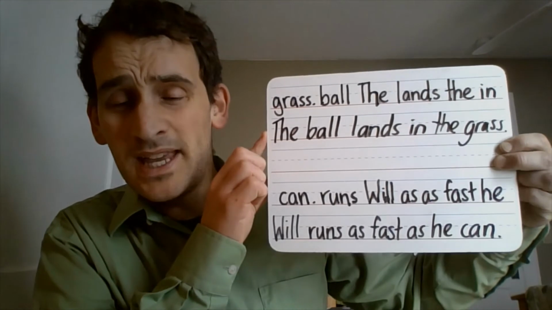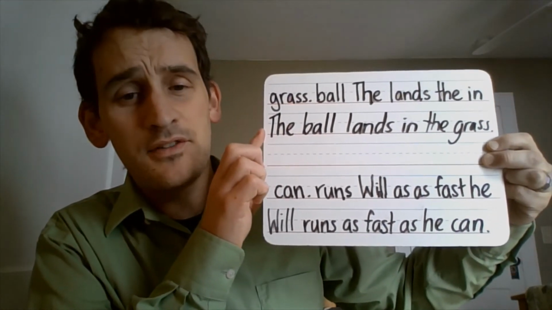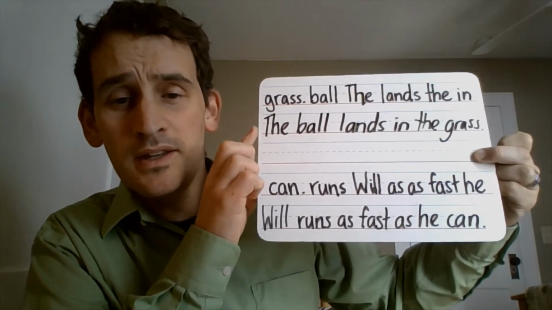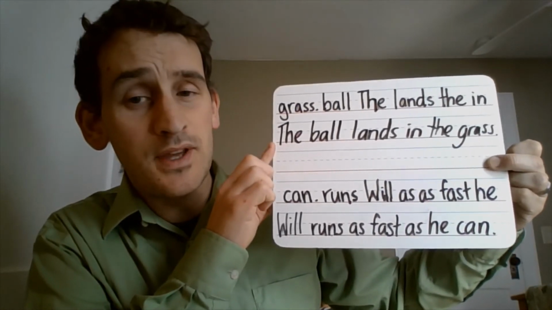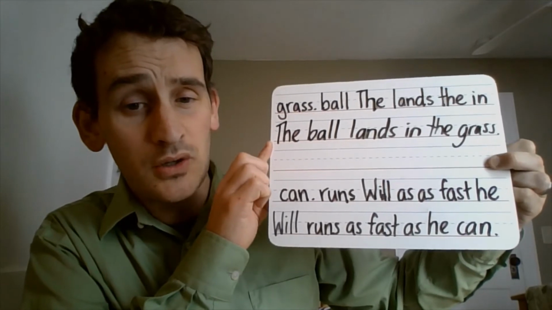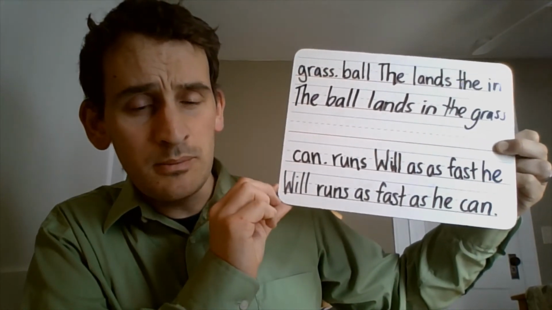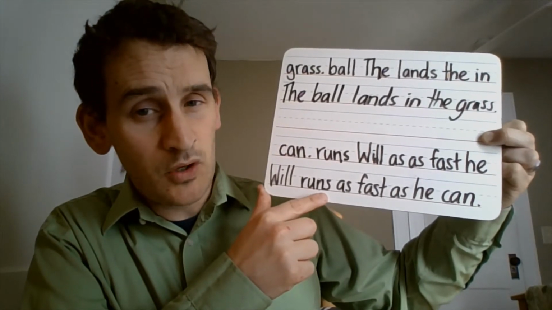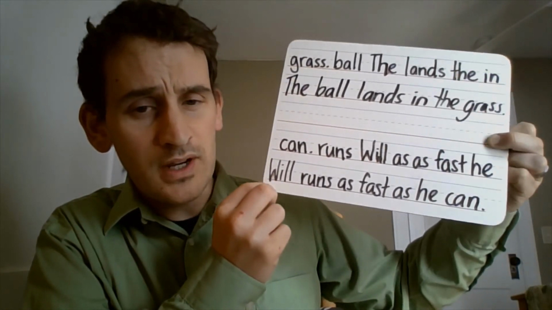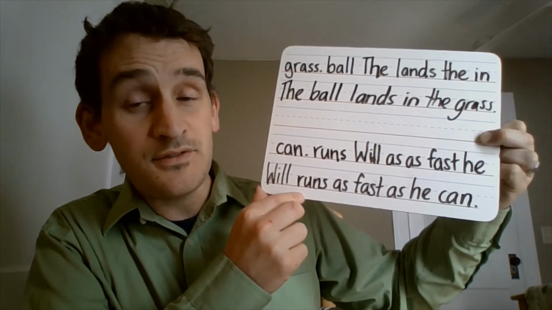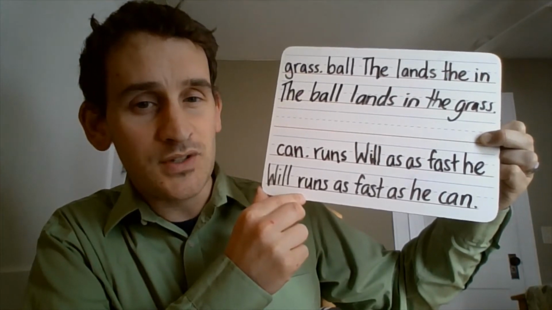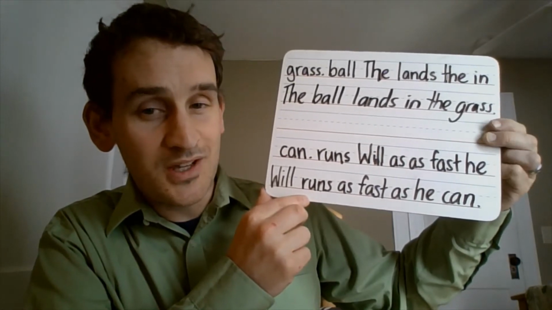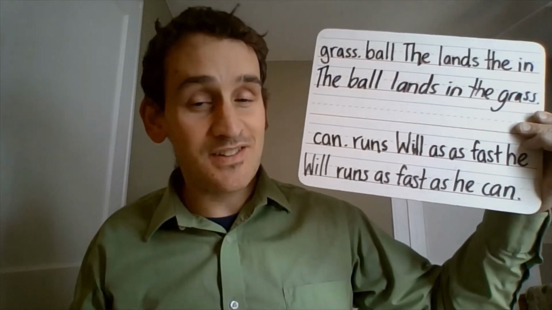The first one was a little bit easier. The second one was tricky. Let's see the first one. The ball lands in the grass. The period and the uppercase letter were clues about the structure of the sentence and where it should go. Down here, though, was a little bit trickier because it wasn't quite as easy. The S may have tripped you up, and the word runs. Well, this is the correct order. Will runs as fast as he can. Notice there were two as's, and that was to try and trick you. Did you get it? Did you give it a try?